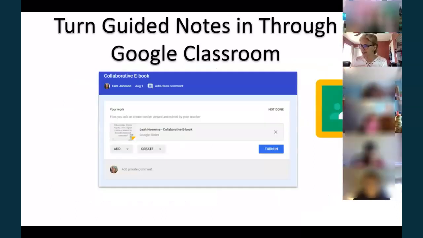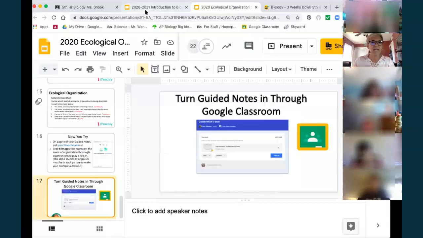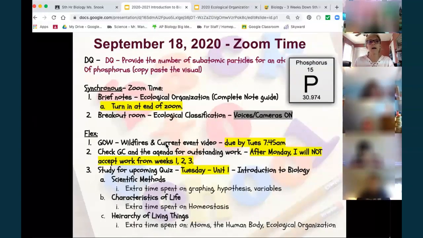Looks like you guys are pretty well set. So we're going to do one more activity together, and then you're going to turn this into Google Classroom. So the last thing for class time, you in Google Classroom already opened up all of the documents linked to today.